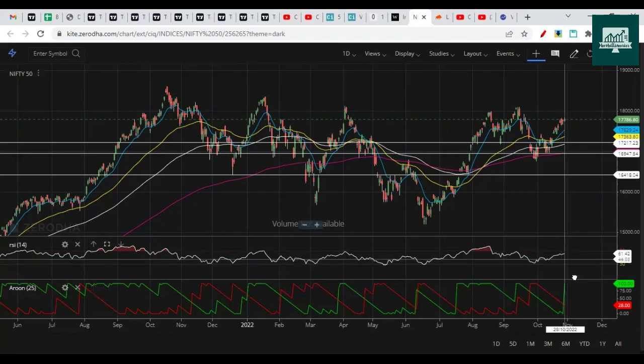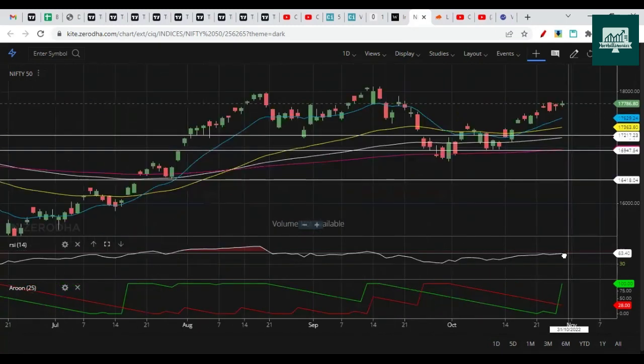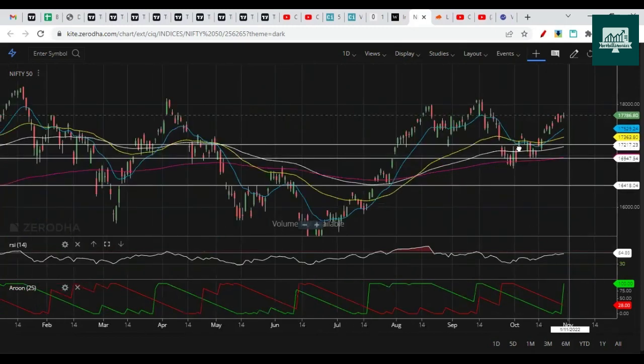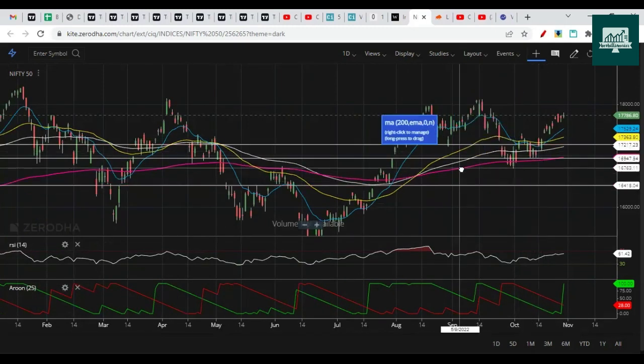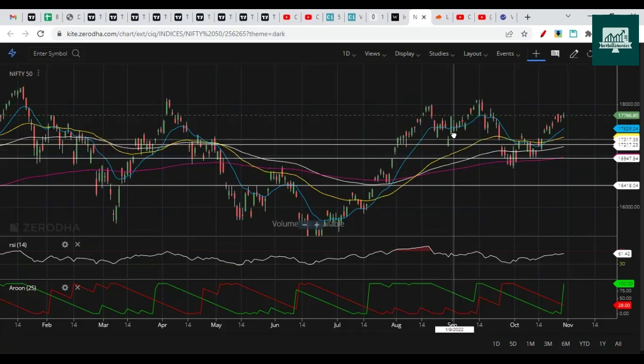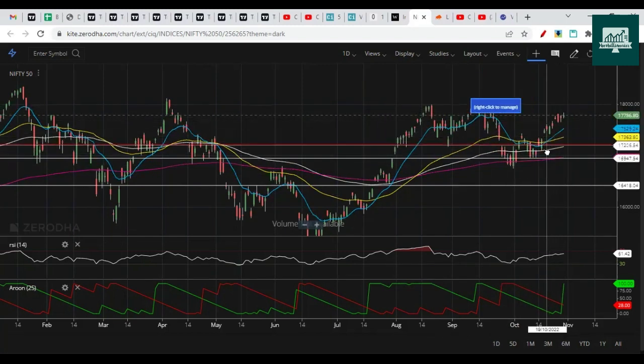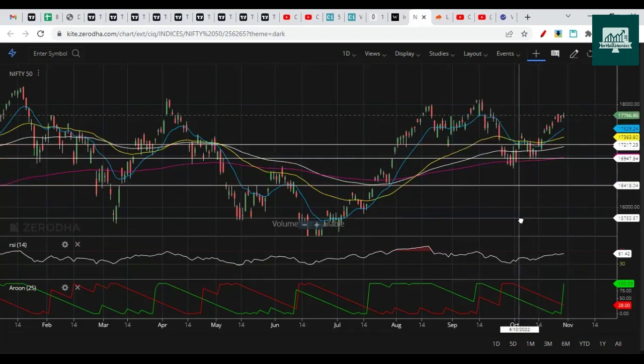RSI is also above 50, which is also considered a bullish signal. From the lower side, it has gone above 60, so that is also a bullish signal. All the moving averages, 200, 100, 48 and 13 EMA, Nifty is trading above all of them. So these indicators are indicating a bullish sign for us.